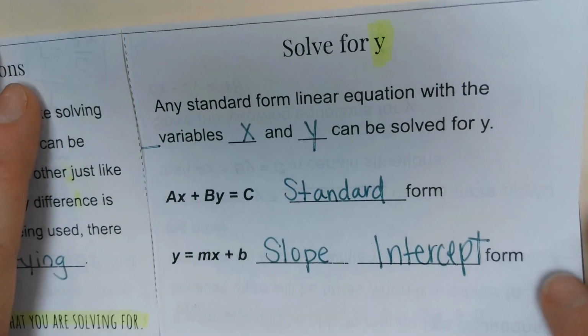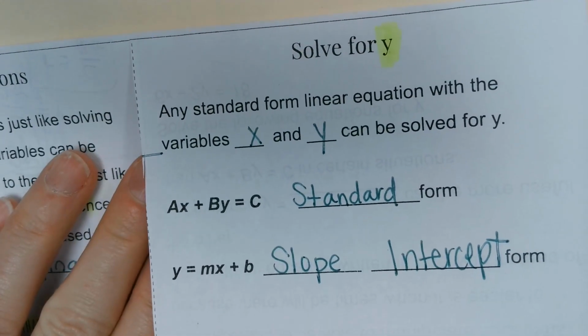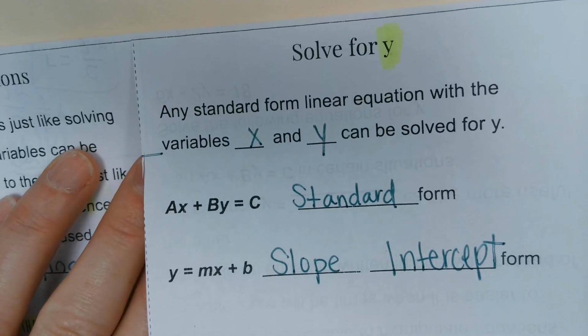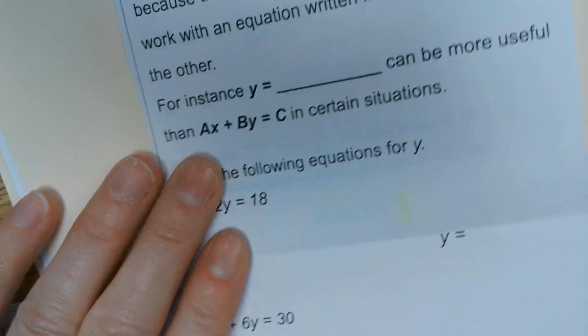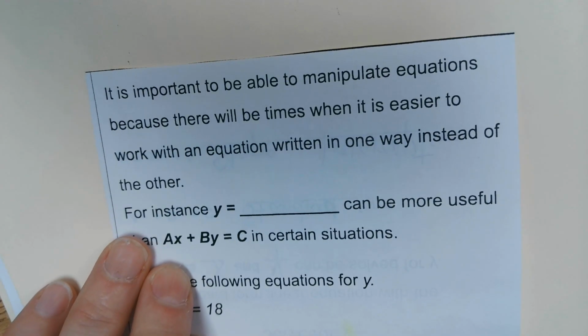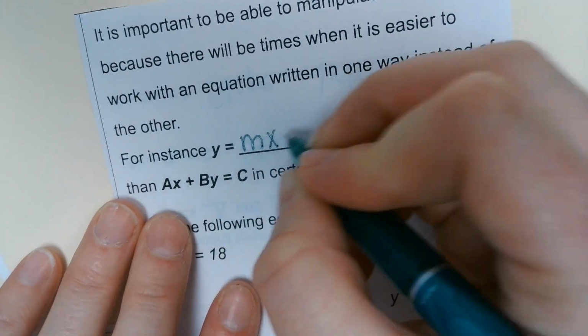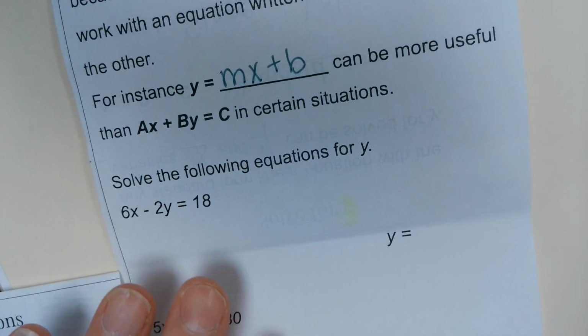So we are going to solve for y. So I have 2 examples of solving for y. Open up your tab and we got 2 examples. It is important to be able to manipulate equations because there will be times it's easier to work with an equation written one way instead of the other. For instance, y equals mx plus b can be more useful than ax plus by equals c in certain situations.